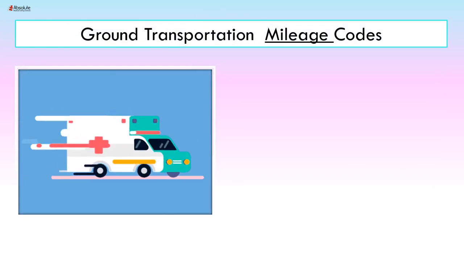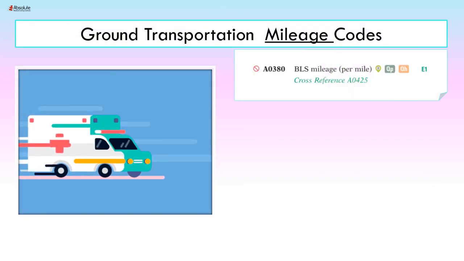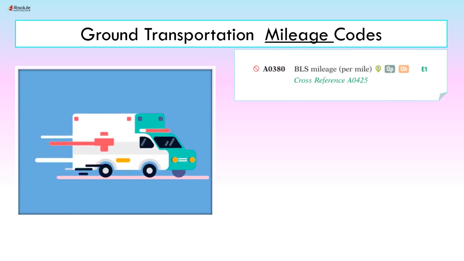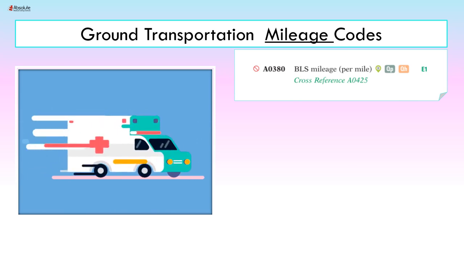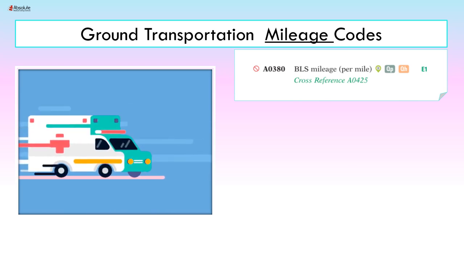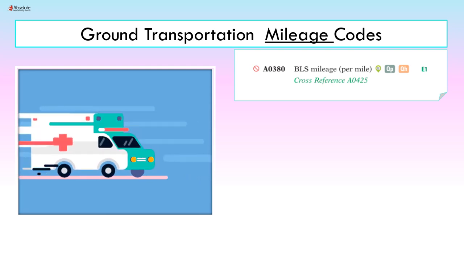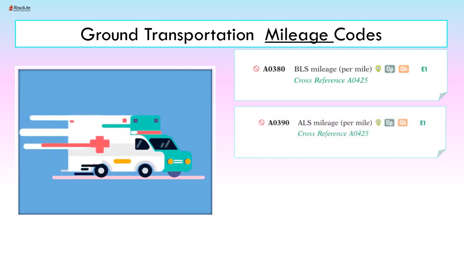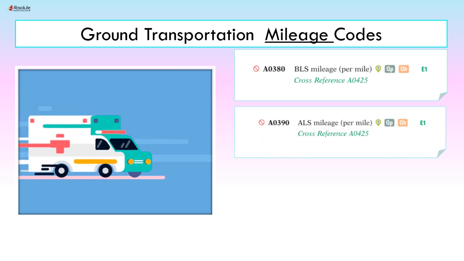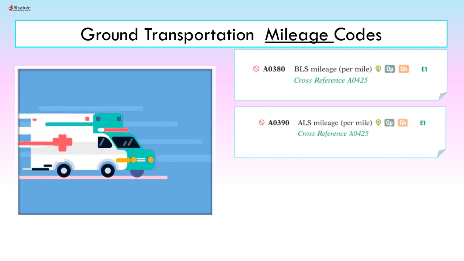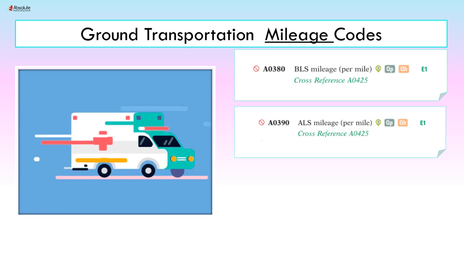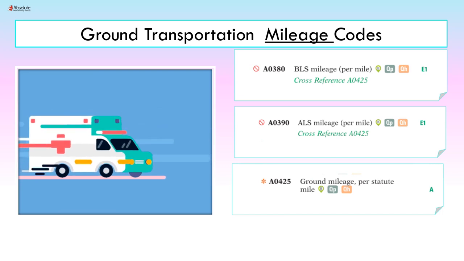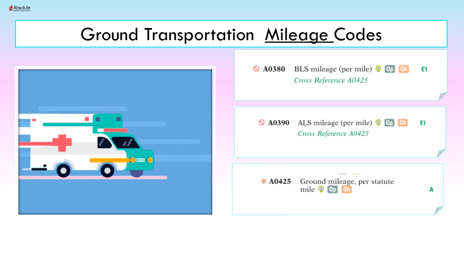And here are your ground transportation mileage codes. You have code A0380 for basic life support mileage. You code this with your basic life support ambulance services, of course. Just pay attention that this code per unit is per mile. A0380 codes per mile, okay? A0390 is your code for ALS mileage. So you code this along with your advanced life support, okay? Just know again that the A0390 code per unit is per mile. And then you have A0425 for ground mileage per statute mile.